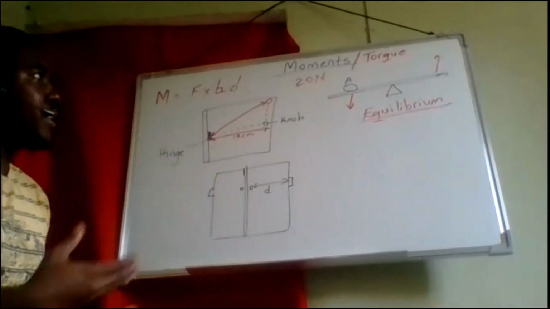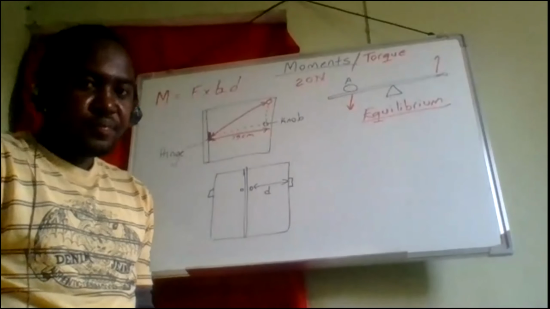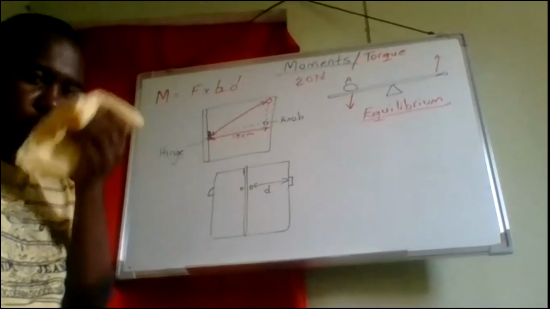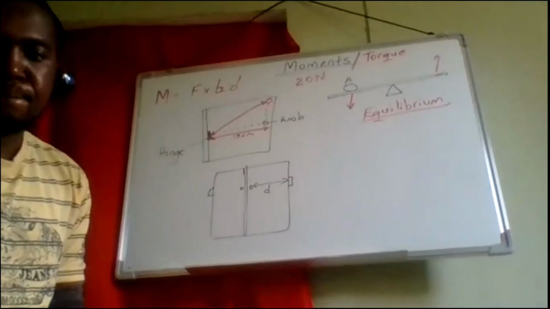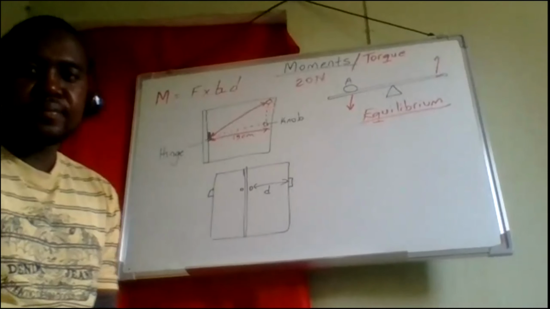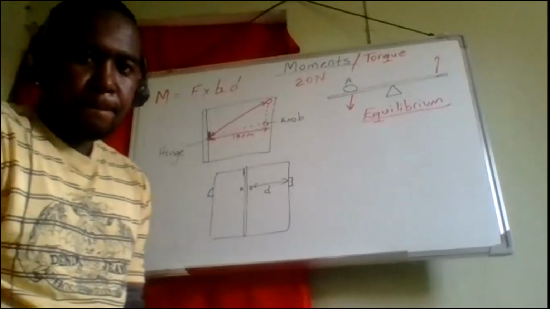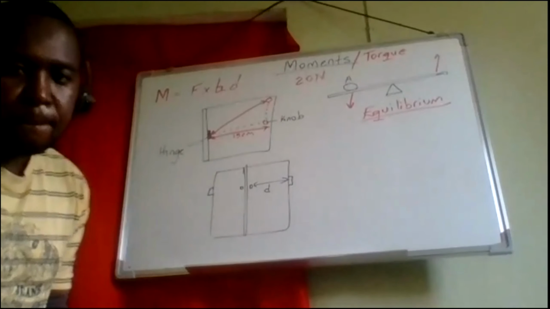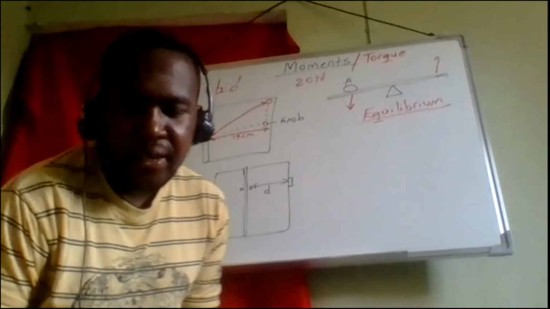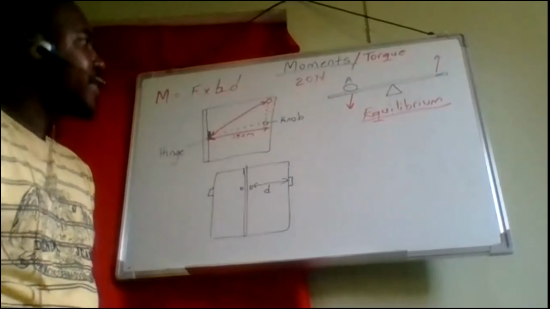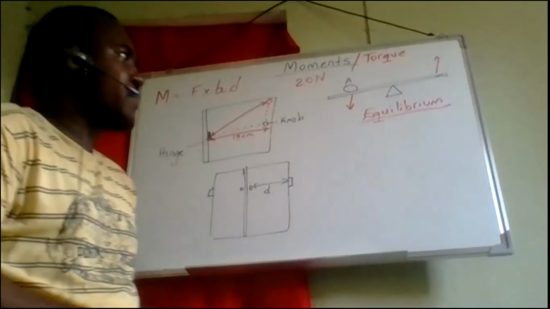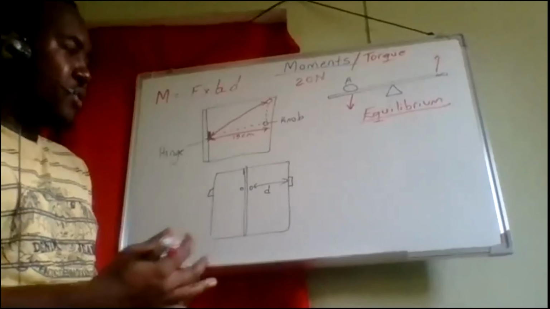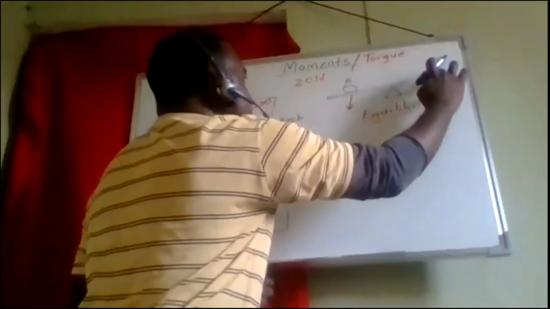Anyone know that law for the conservation of moments? Let's see, what does the law of conservation of moments tell us? The clockwise moment must be equal to your anti-clockwise moment. Great, right? So for any object to be in equilibrium, the clockwise moment has to be equal to your anti-clockwise moment.